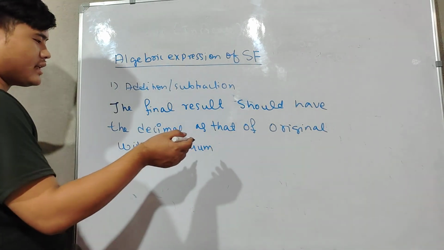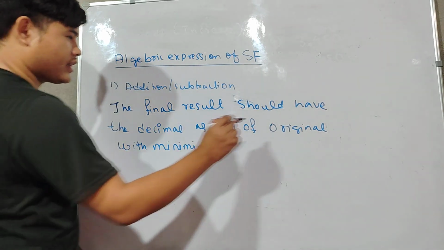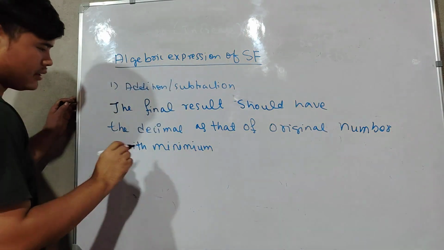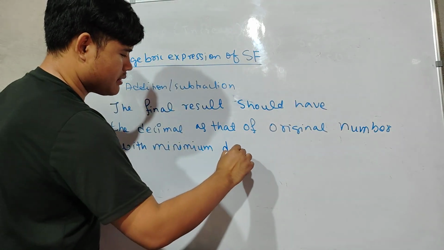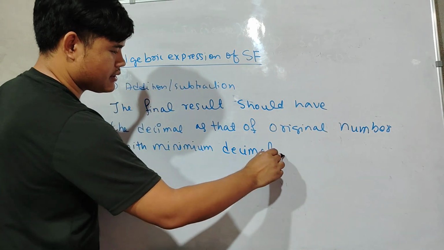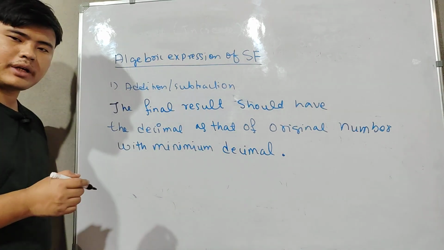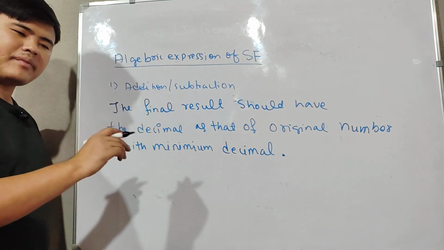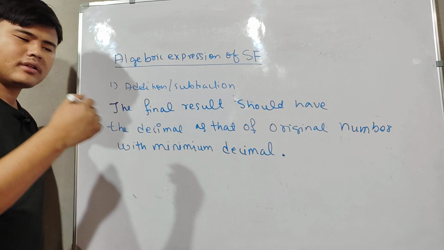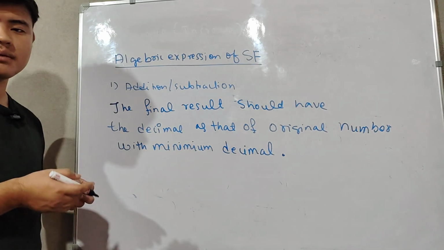The final result should have the same decimals as the original number. You write here a number as of the original number with minimum decimals. Okay, minimum decimals. So now what does it say? Whatever final result we get, it should have the same decimals as the original number, the one with the minimum decimals. In the final result also we should have the same decimal points.